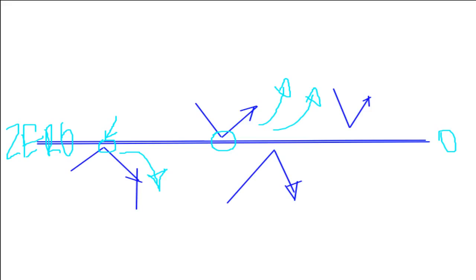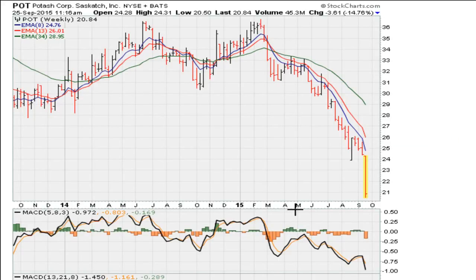So let's take a look at some examples. And what I've done in these examples is I have removed all the other indicators so we can take a look at the MACDs properly here.